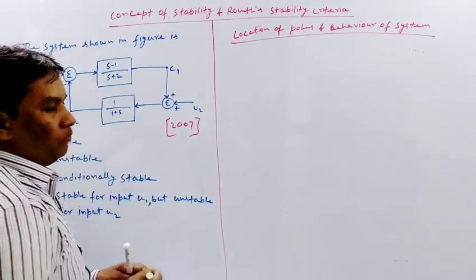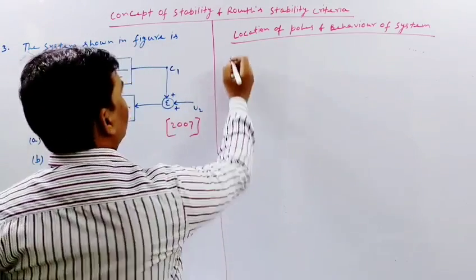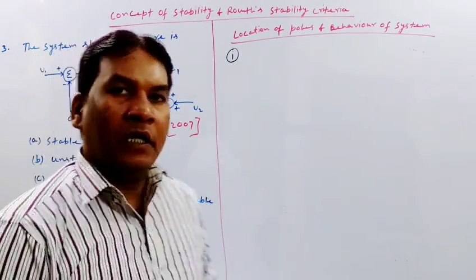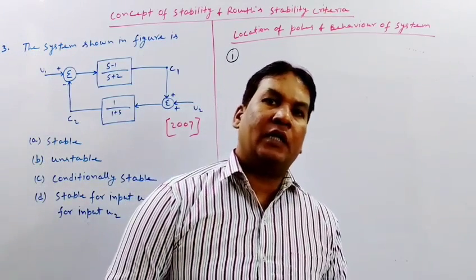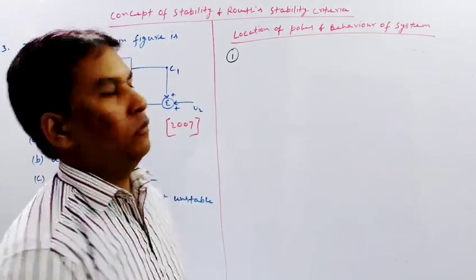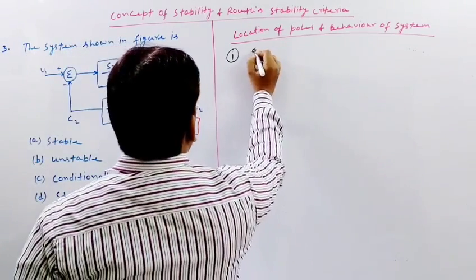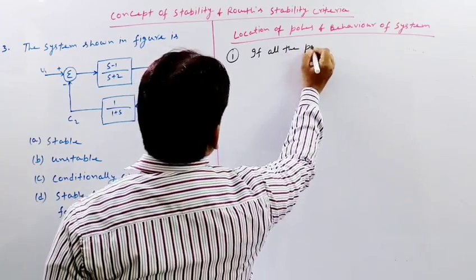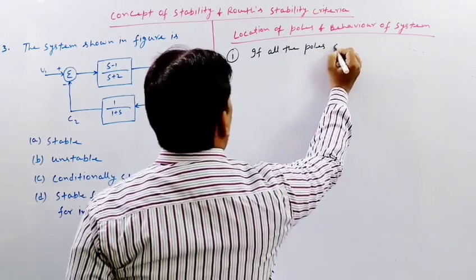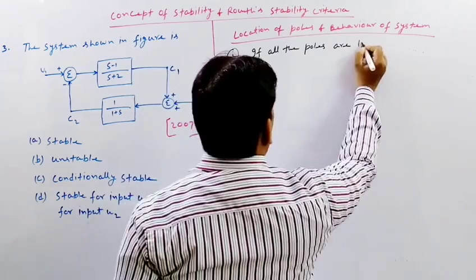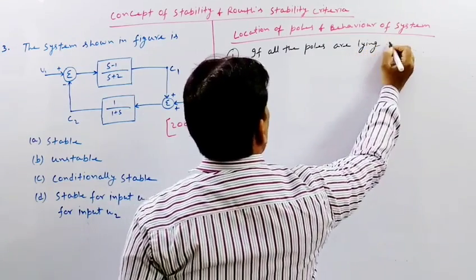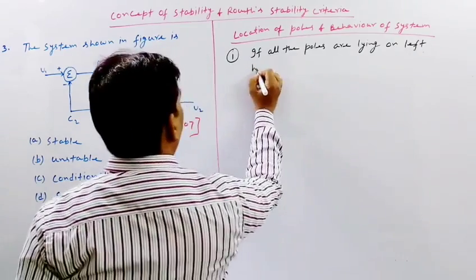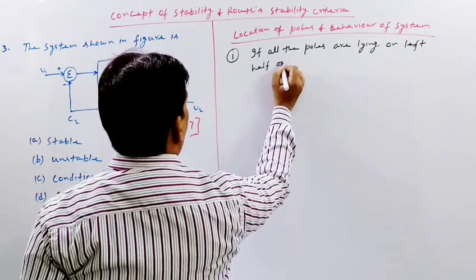Number 1. If all the poles are lying in left half of S plane, then the system will be stable.